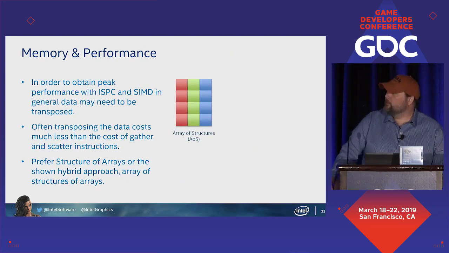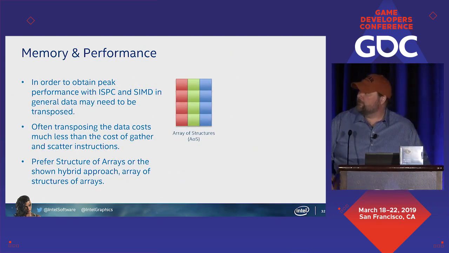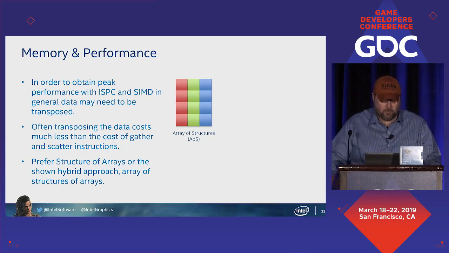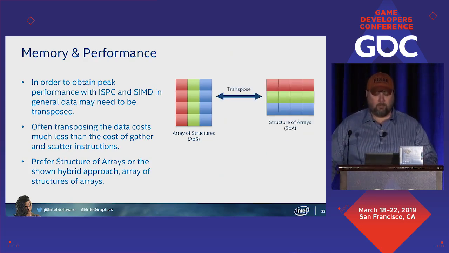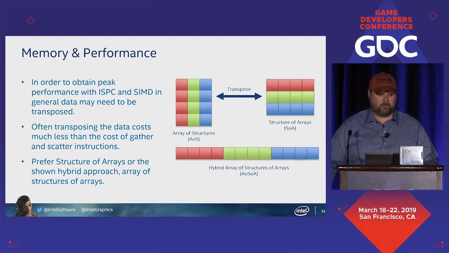So let's look at this in pictures instead of words. In order to obtain peak performance, your data may need to be transposed. And typically, the cost of transposing this data is less than the cost of using gather and scatter instructions. But definitely prefer structure of arrays or hybrid structure of arrays, array of structure of arrays.